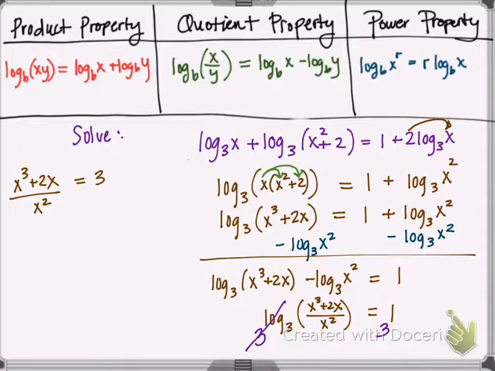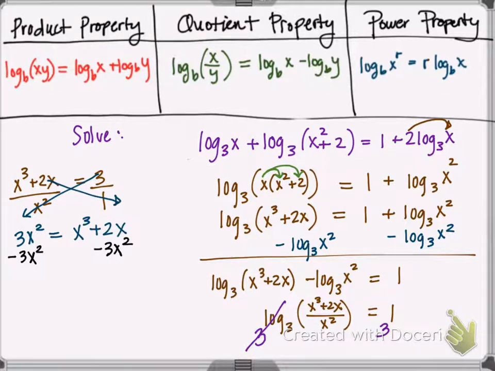So in order to solve this, I'm going to make 3 a fraction by putting a 1 under and then cross multiply. So 3 times x squared is 3x squared. And then 1 times x to the third plus 2x is just x to the third plus 2x. So we do need to make sure all the terms are on the same side so that we can equal this to 0. So subtract 3x squared from both sides. And we are left with 0 is equal to x to the third minus 3x squared plus 2x.